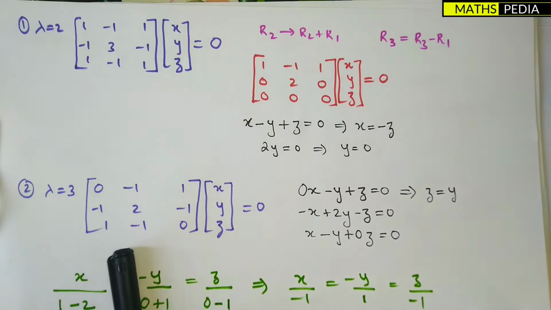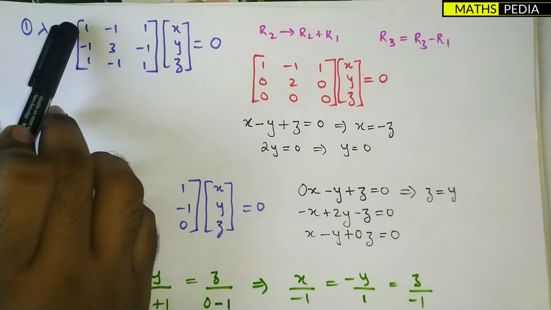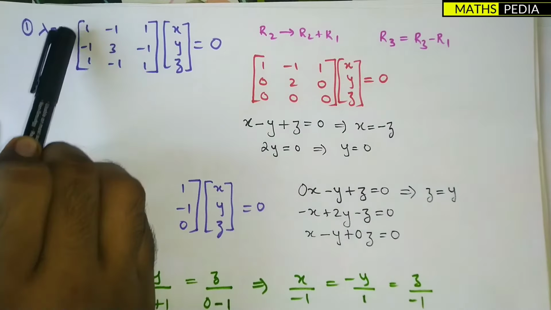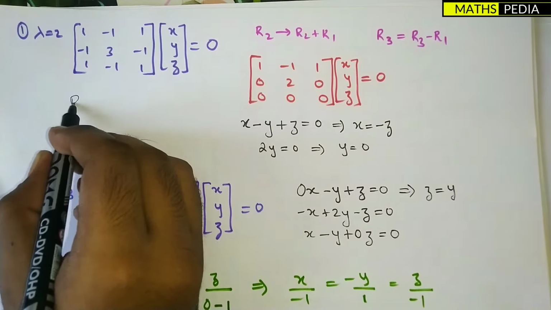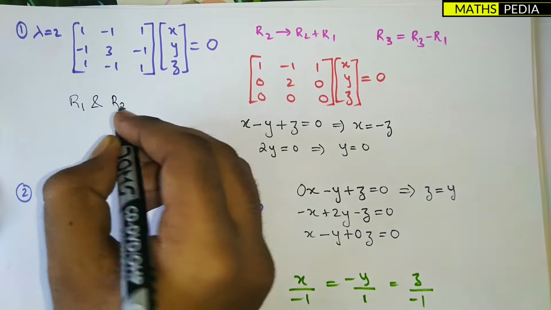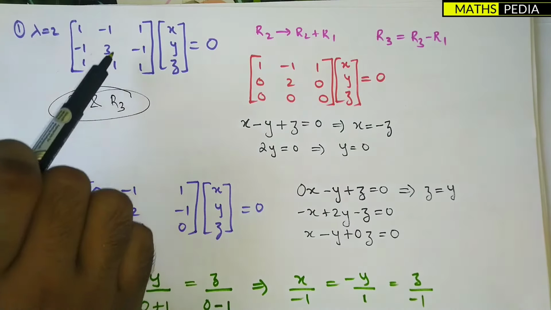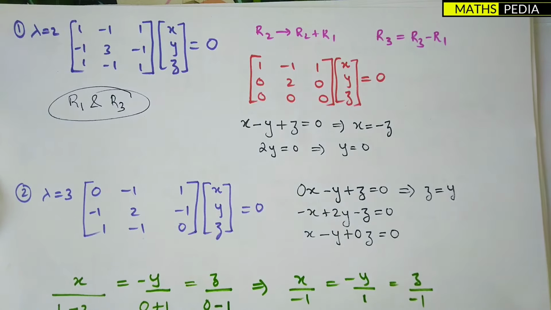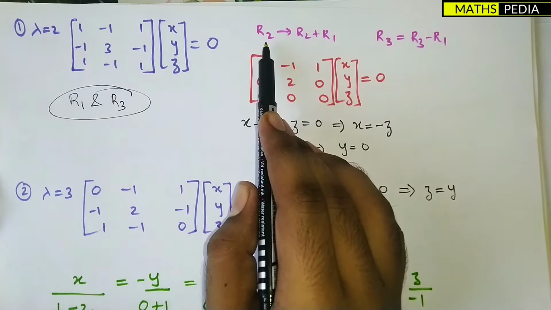But I'll teach you one more method so you can easily do, but there is a condition. When you have exactly the same rows, meaning the entries of each row, here you can observe R1 and R3 have the same entries, that means 1, 1, minus 1 and minus 1, 1, 1. Now both have the same entries, that means you have to reduce this matrix into echelon form. That means I'll do the row operation.